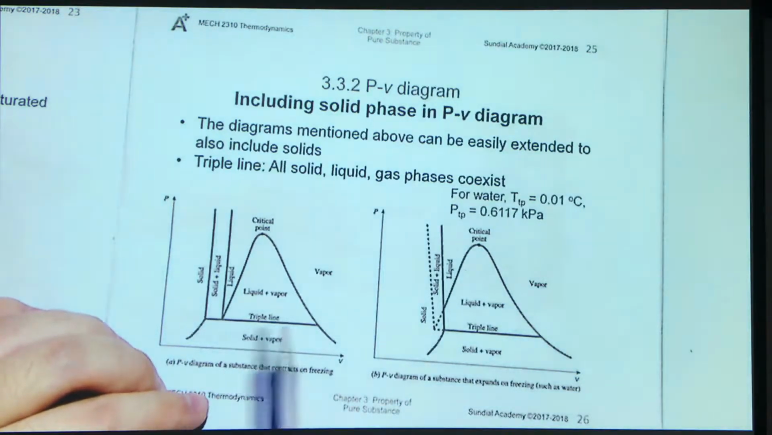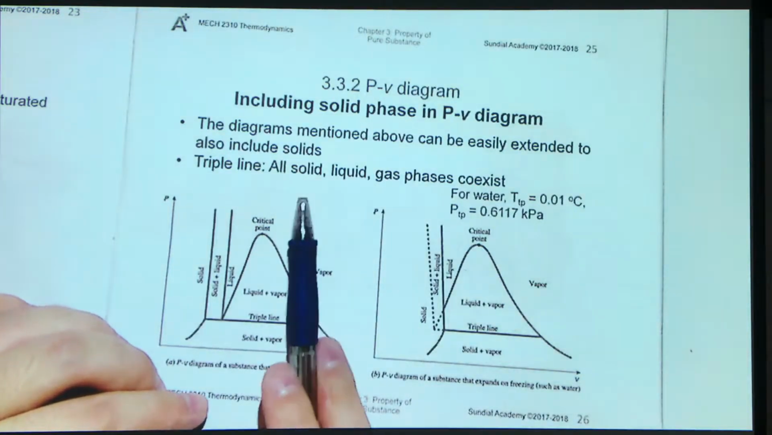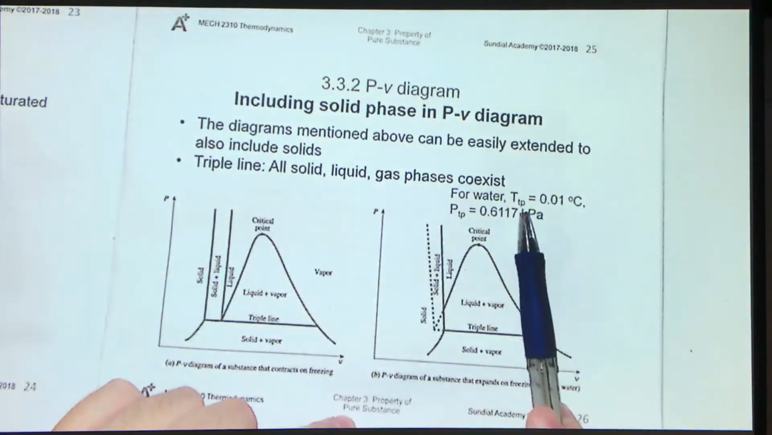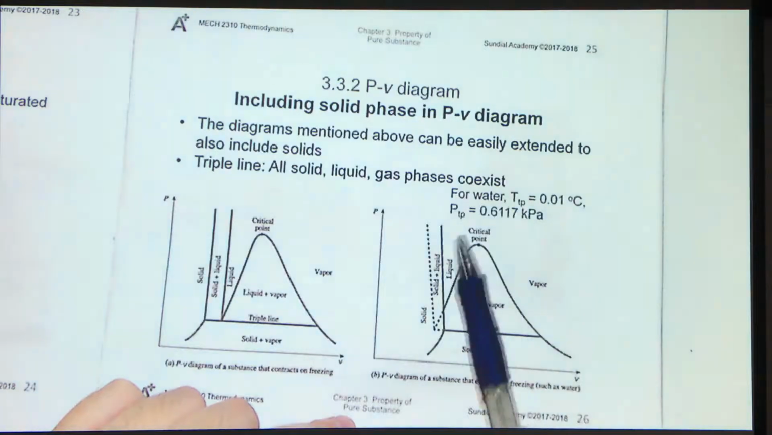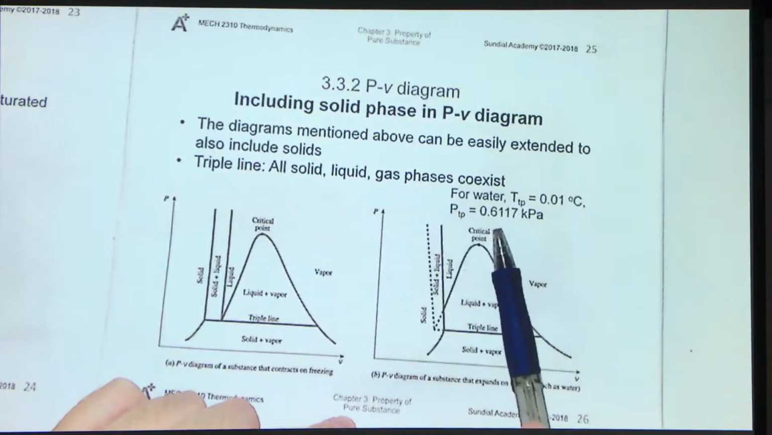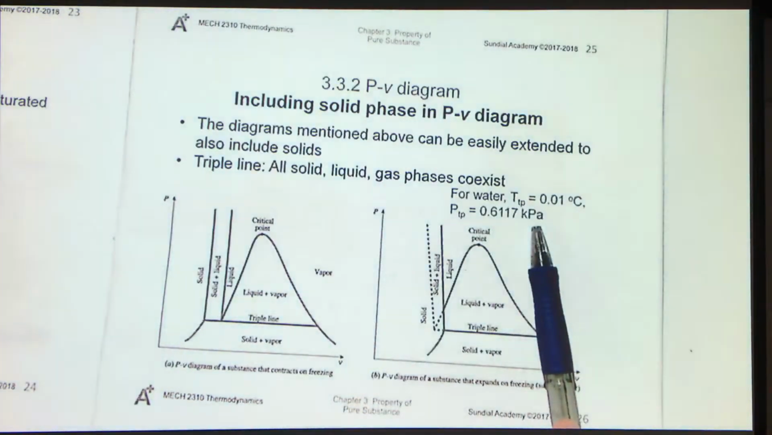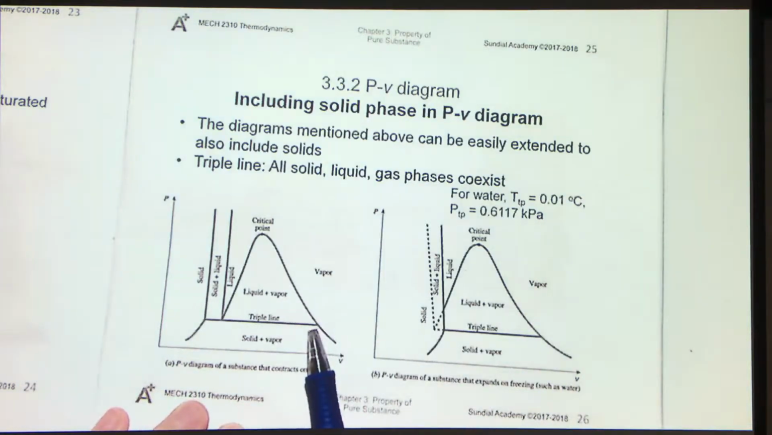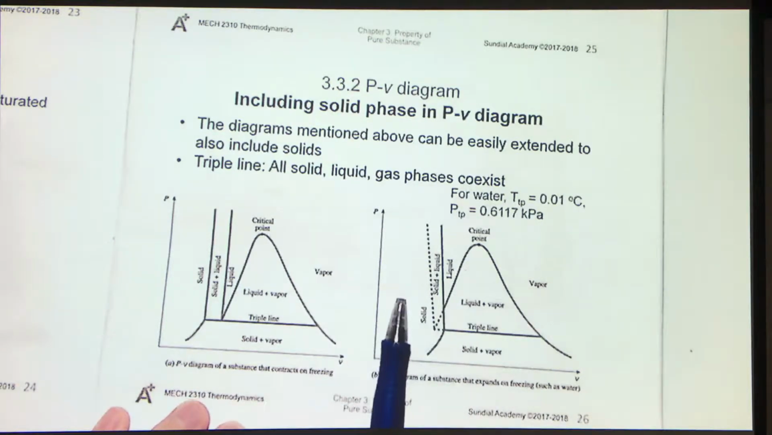Triple line denotes the points where all solid, liquid, and gas phases coexist. For water, the triple point temperature will be 0.01 degrees C, and the triple point pressure will be 0.6117 kilopascal. Okay, and these two diagrams just have one difference, is that this substance would contract on freezing, while this one would expand on freezing. Okay, so we get two different diagrams like this.